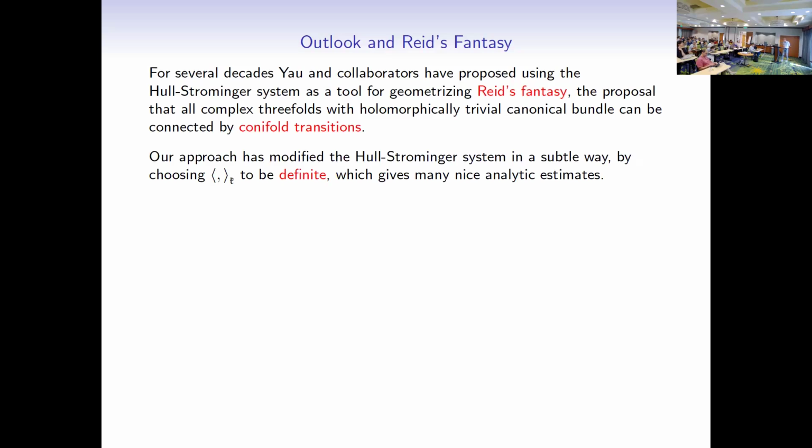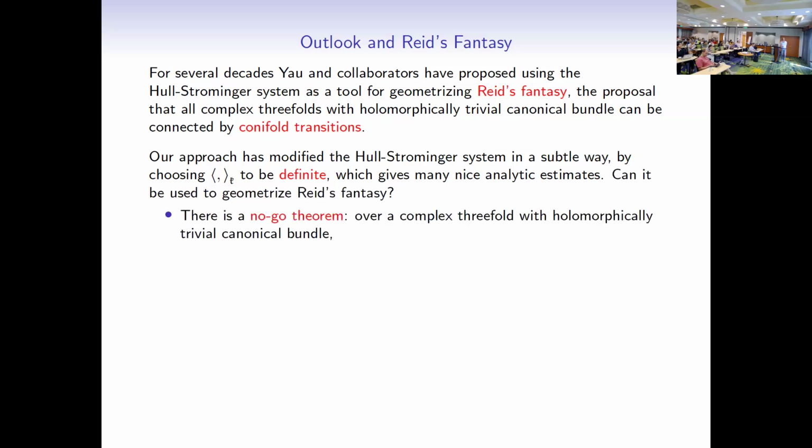But I'm trying to emphasize a slightly different approach to this system, which maybe suggests a slightly different approach to Reid's fantasy. We have genuinely modified it from the physical setting to ask that this Lie algebra inner product be definite, which gives, like I said, a number of really nice analytic estimates. And so we can ask, can it be used to geometrize Reid's fantasy? Here you run up against what, as I understand it, is more or less the reason why they chose this mixed signature inner product in the first place.